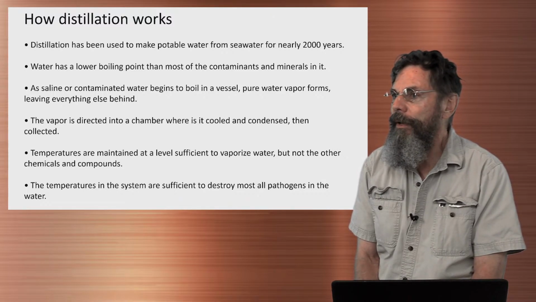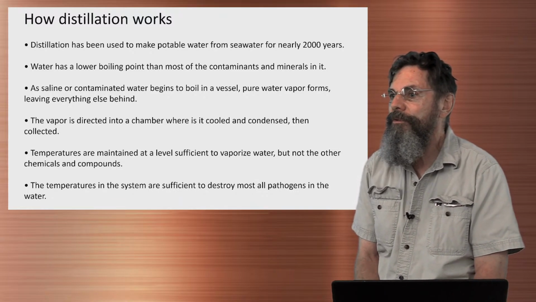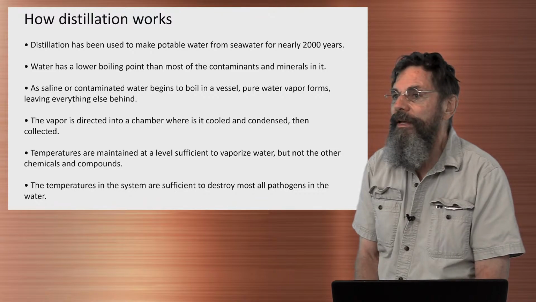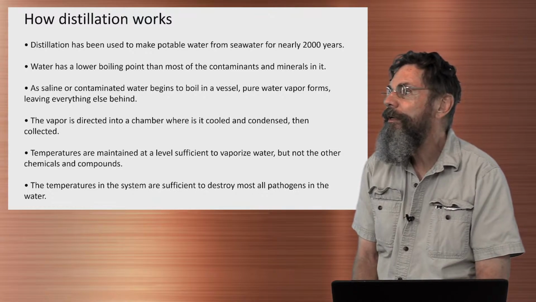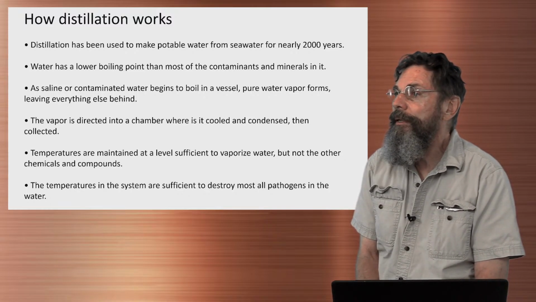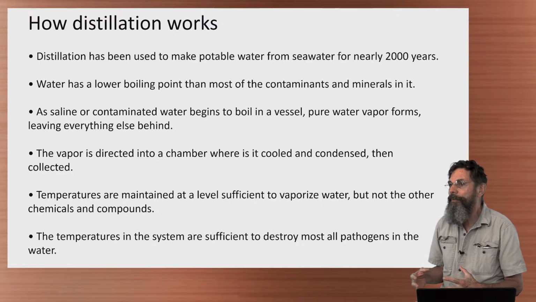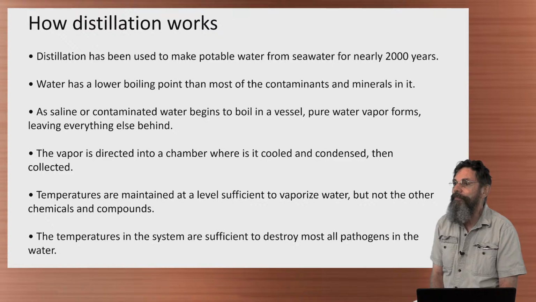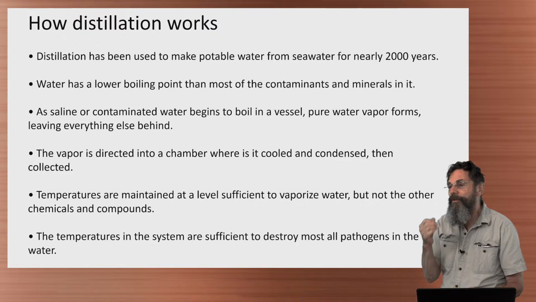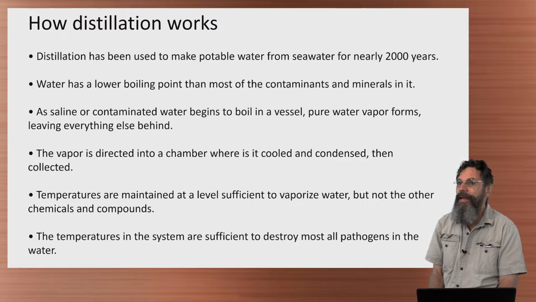Generally, from what I understand, it was initially used by boiling seawater to make drinking water. So what was left was salt and saline water, and what came out was water that was free of salts and sterilized because it had been boiled. It has been going on for a long time. The process has changed quite a bit since those times, but it is essentially the same. So how it works is that water has a boiling point that is lower than most of the contaminants and minerals in the water that you're boiling.